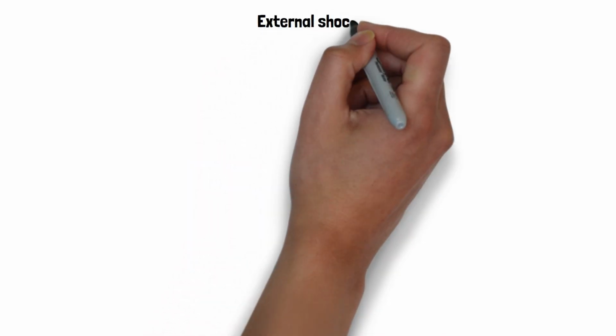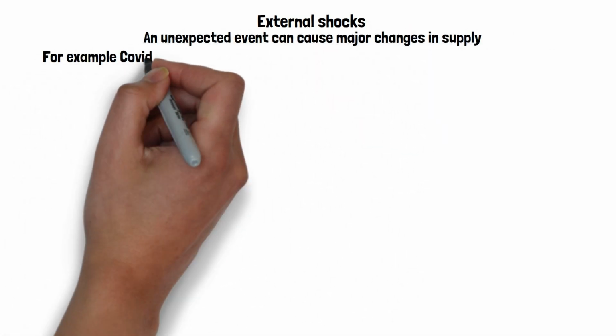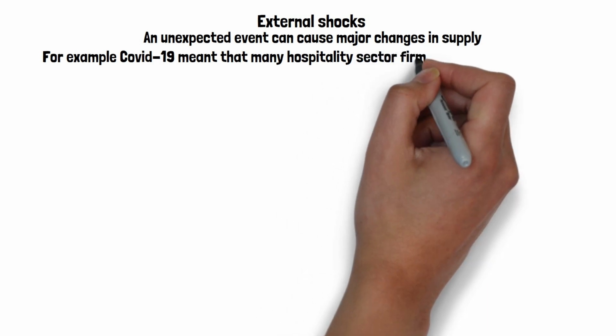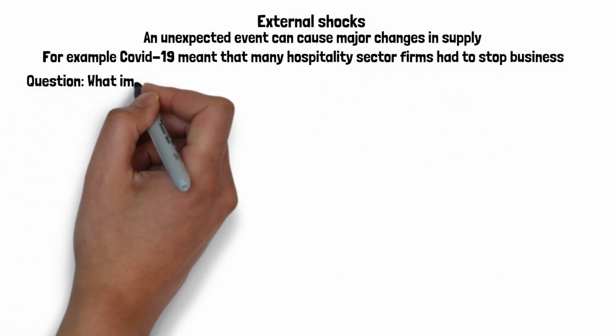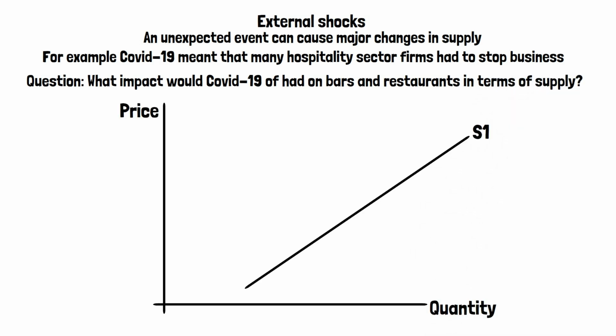Now, let's move on to external shocks. An unexpected event can cause major changes in supply. For example, COVID-19 meant that many hospitality sector firms had to stop business. So, here's a question for you to have a go at. What impact would COVID-19 have had on bars and restaurants in terms of supply? So, pause the video and give it a go yourself.